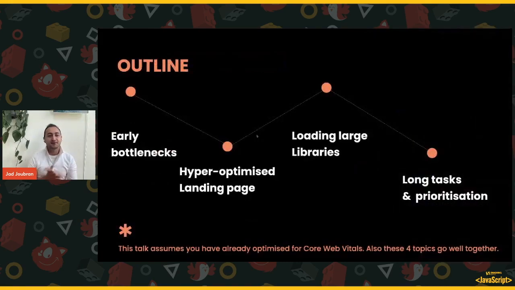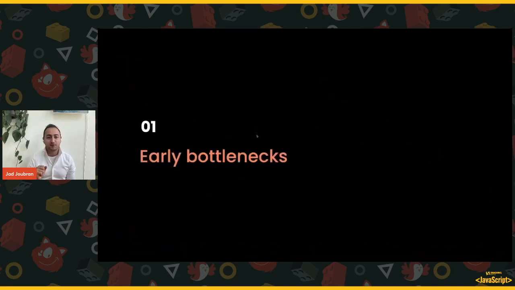And let's get started. So I want to cover four main topics today, all relating to performance. And this is a little bit of an advanced talk, so it does assume you already have optimized for Core Web Vitals. So if you haven't already optimized for Core Web Vitals, I would put all of these on the side, go with Core Web Vitals first, and then think about optimizing these things. So these really come later. Also, you don't have to use all four of them. You can combine them. They go really well together, or you can just use whichever makes more sense to your company or your website. So let's get started with early bottlenecks.